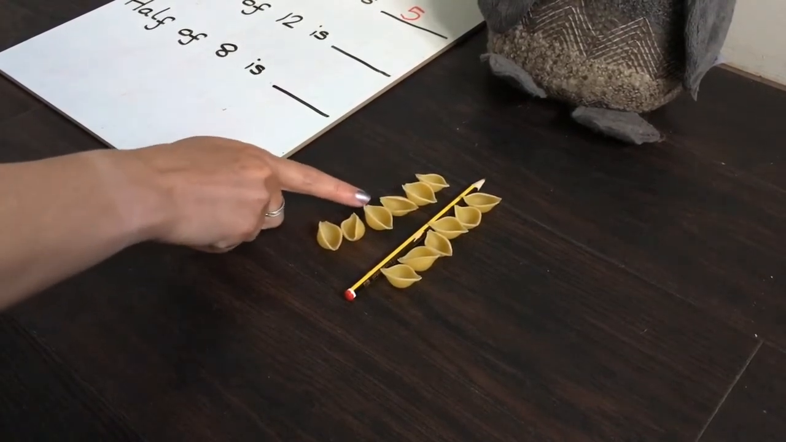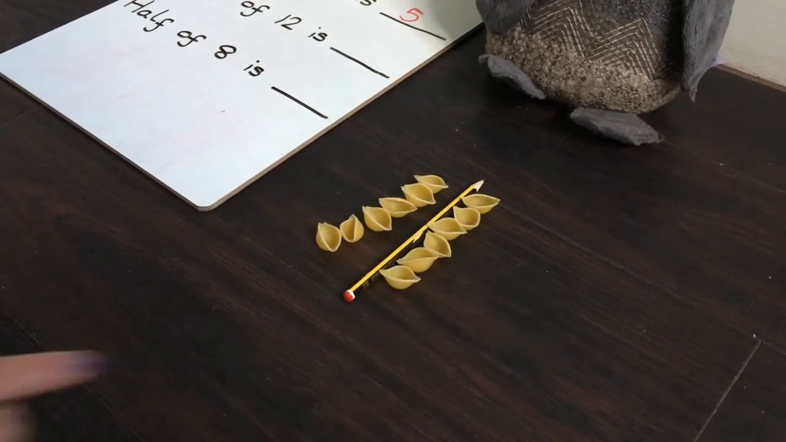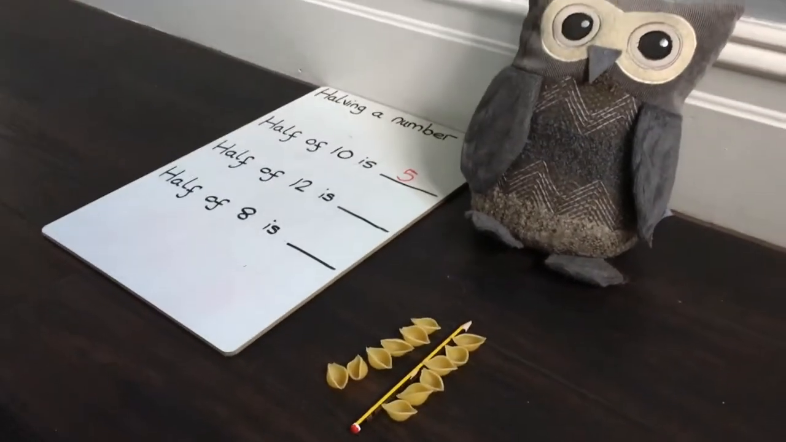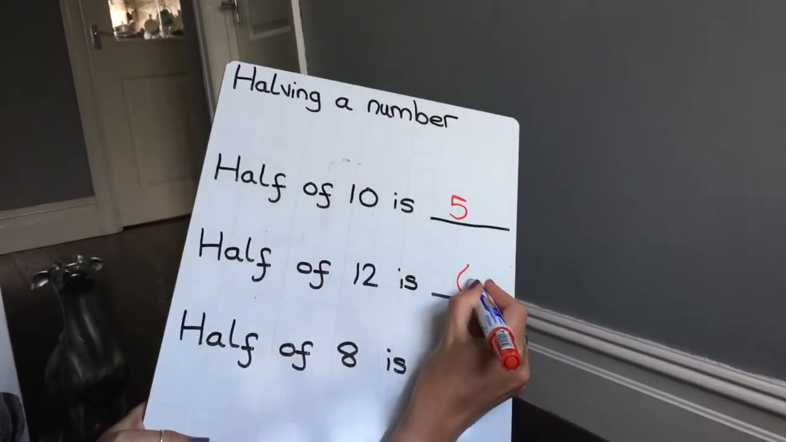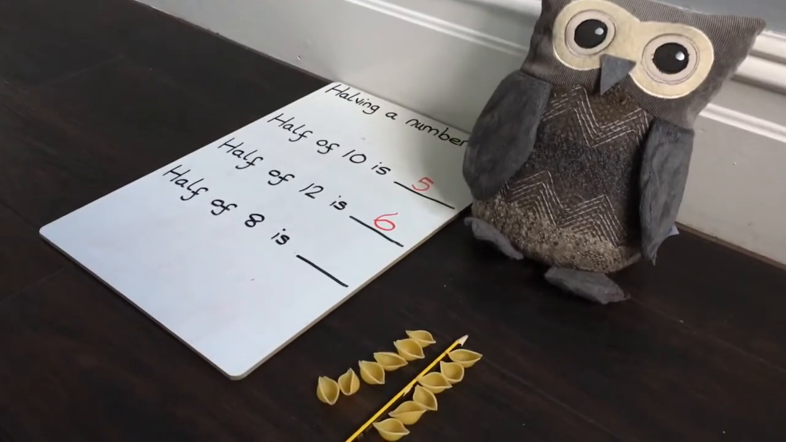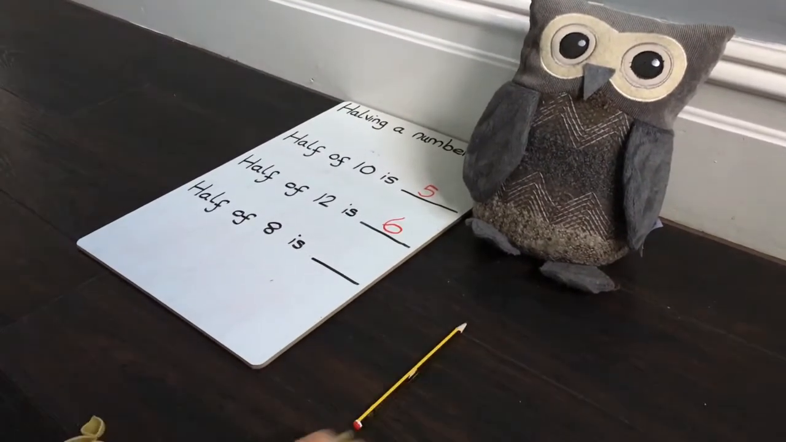1, 2, 3, 4, 5, 6. 1, 2, 3, 4, 5, 6. So we know that half of 12, 1 of 2 equal groups, is 6. We're going to do the last one together, and then you'll be able to have a go at finding half of a number on your own.